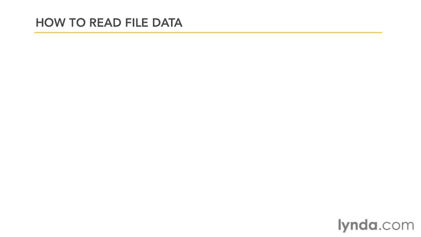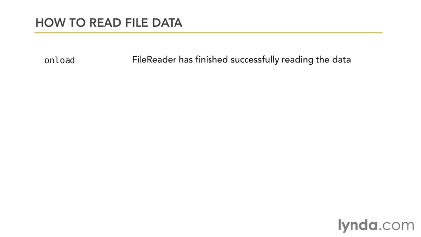So the file reader event handlers provide more detailed control over the read process. Now, we've already used the onload handler. The onload handler signifies that the file reader has finished successfully reading the data. And it's important to note here that that only fires when the read process has been successful.